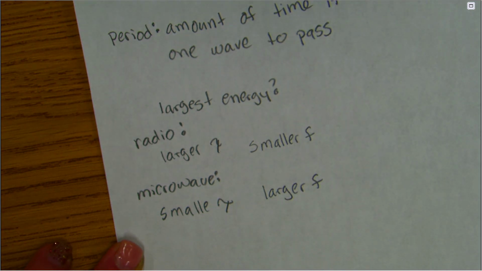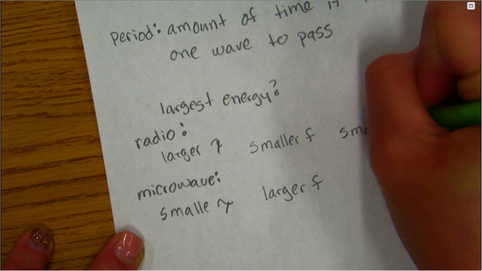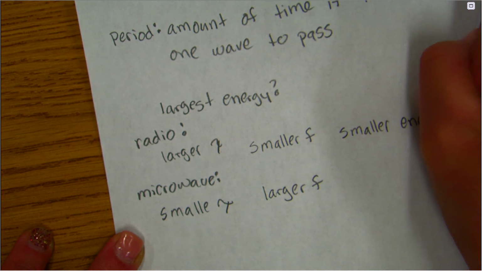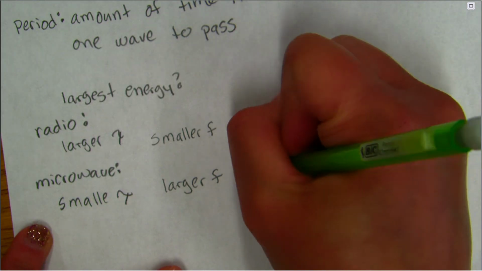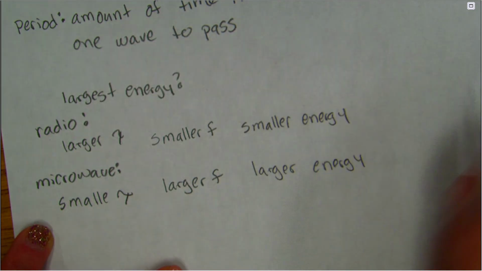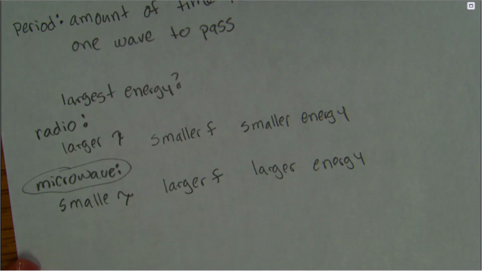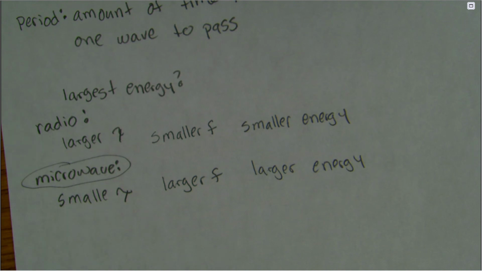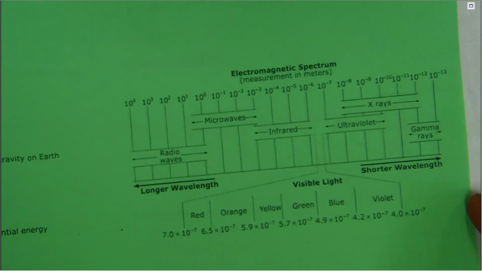And now frequency and energy are directly related. So a smaller frequency is a smaller energy. A larger frequency is a larger energy. So the largest energy would be our microwave. All right, so that's the answer that we would put. And we can determine all of this information based on this electromagnetic spectrum.